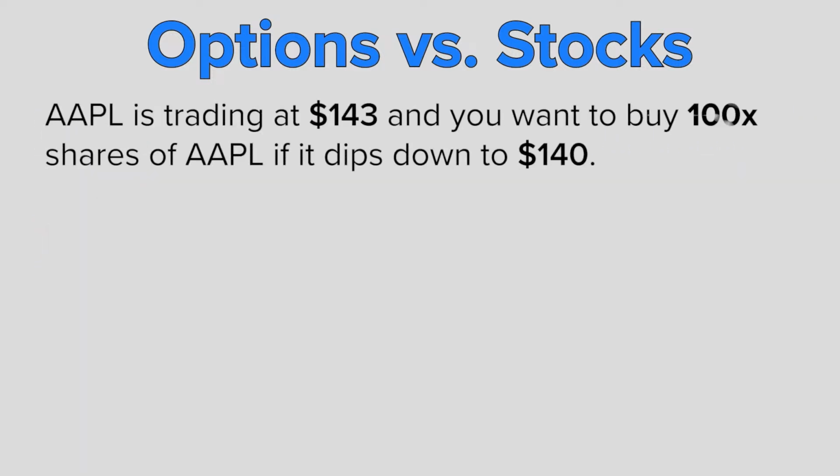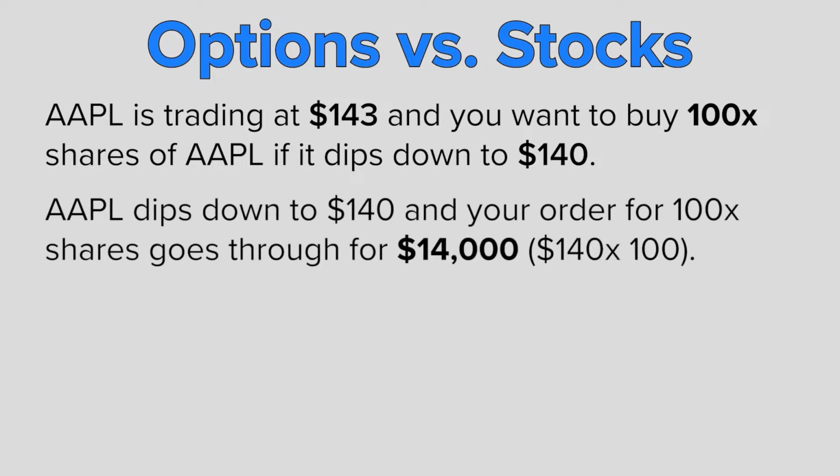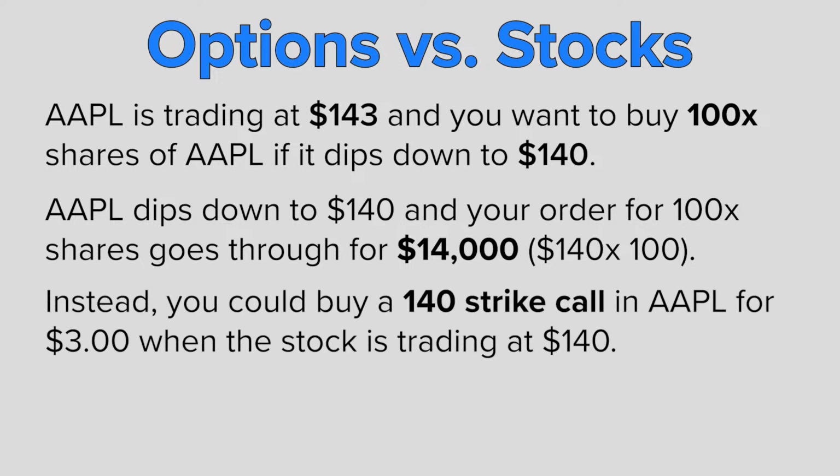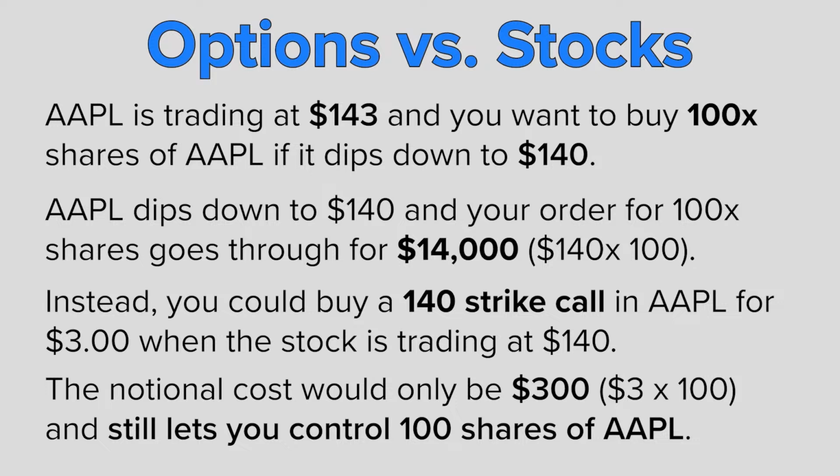For example, let's say Apple is trading at $143, and you want to own 100 shares of Apple if it dips down to $140. So if the stock decreases and you are able to buy the stock at $140, your cost would be $14,000. That's 140 times 100 shares. However, you could buy a 140 strike call on Apple for $3 when the stock is trading at $140. This notional cost would only be $300, but still gives you the right to own Apple at $140.